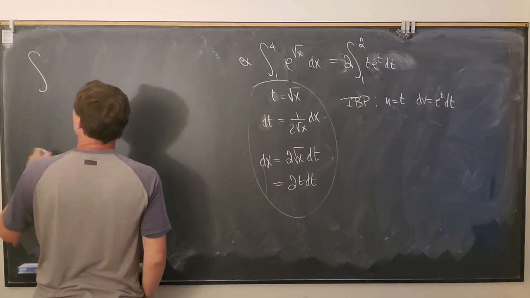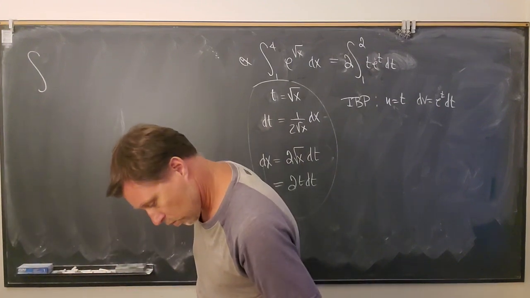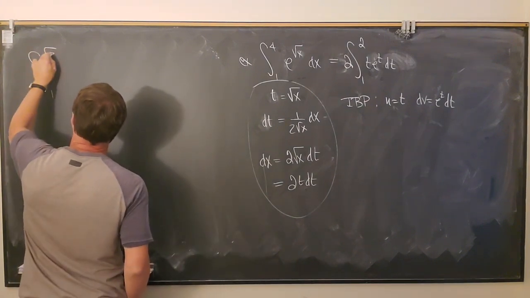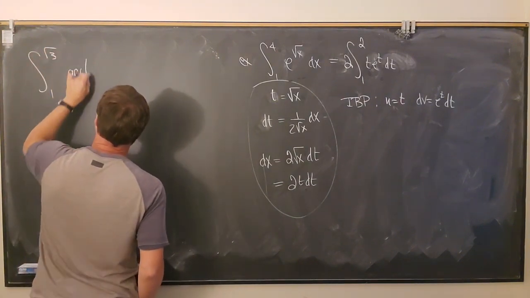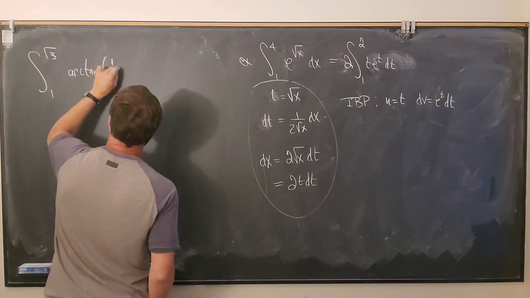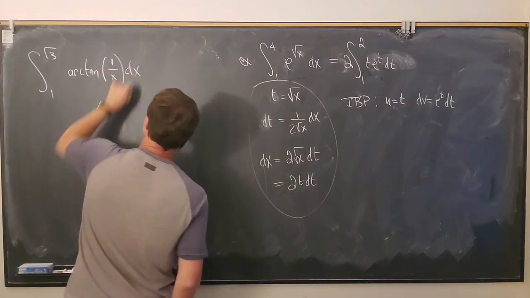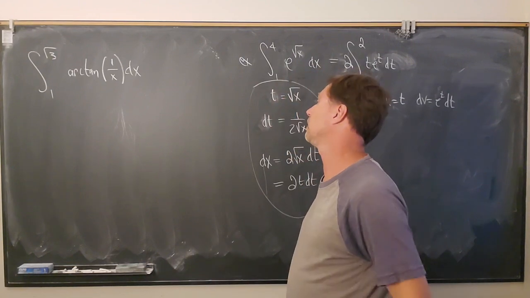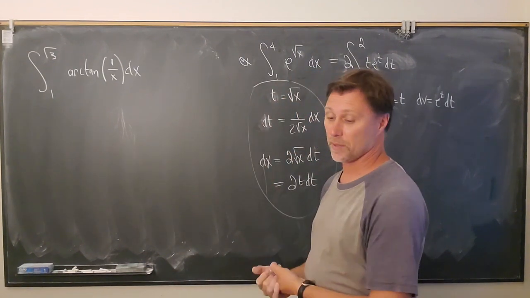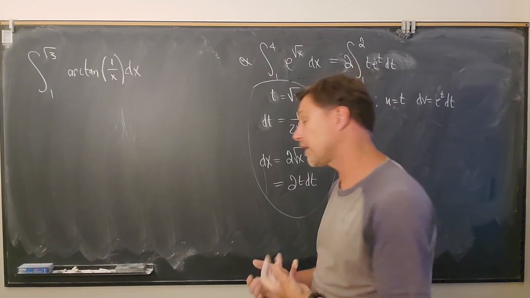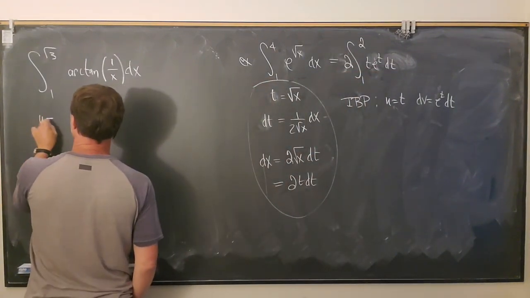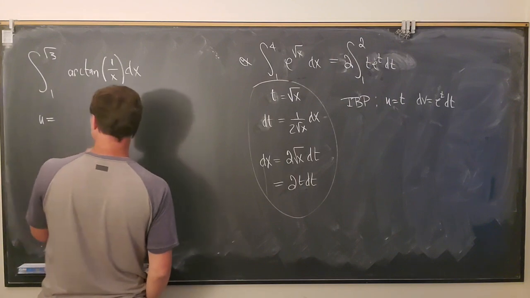This one's going to be the integral from 1 to root 3 of arctan of 1 over x dx. Sometimes you just have to try something. In this case, what I'm going to try is integration by parts. So I'm going to let u equal something and dv equal something.